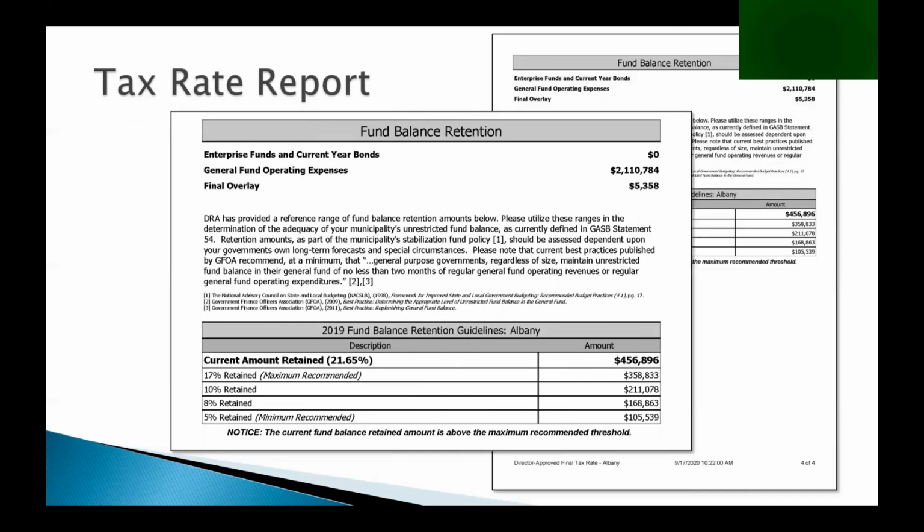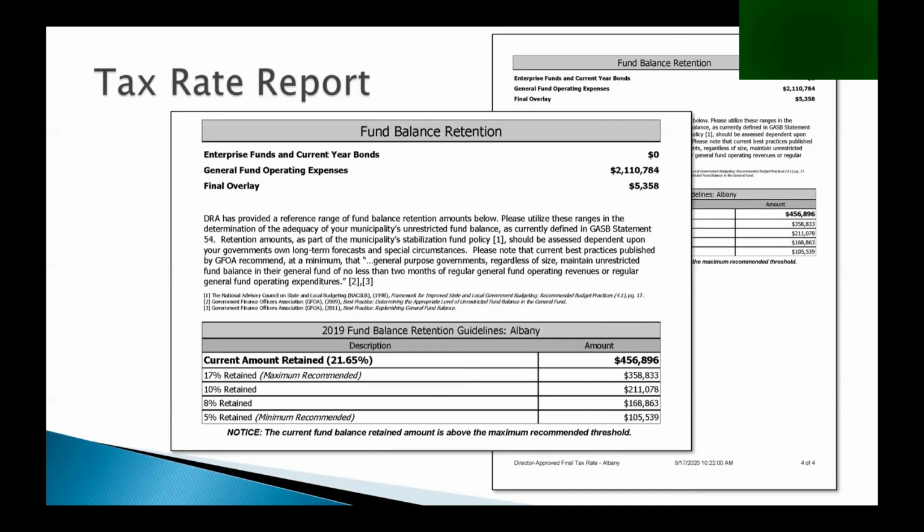The last page is a breakdown of your fund balance retention guidelines. So this is where you would see the maximum and minimum recommended retention amounts that the DRA is recommending, essentially. So it'll give you your current amount retained. You can see that at the top in bold. And then below it, the maximum 17%, the minimum of 5%, and a couple steps in between. So you can kind of see where your amount retained falls.